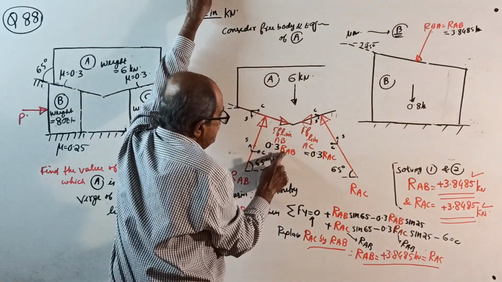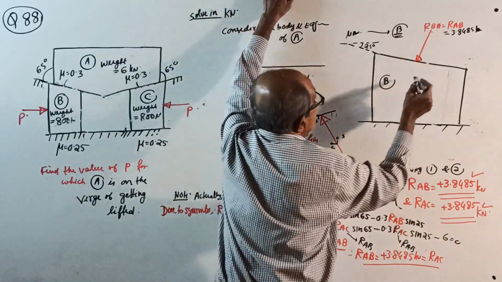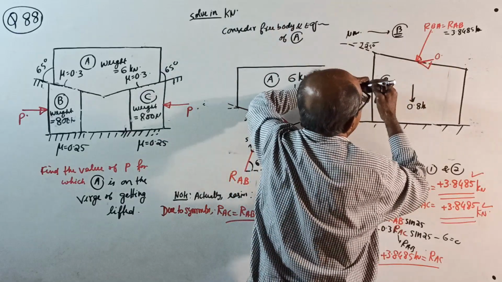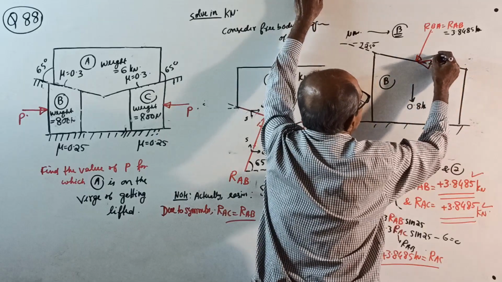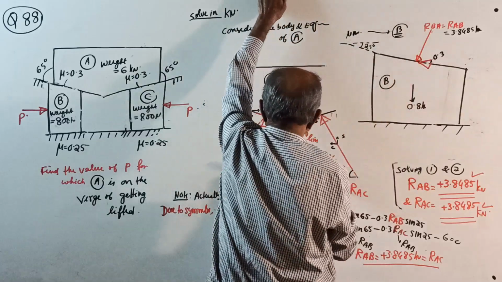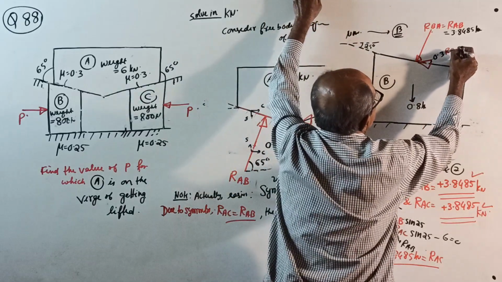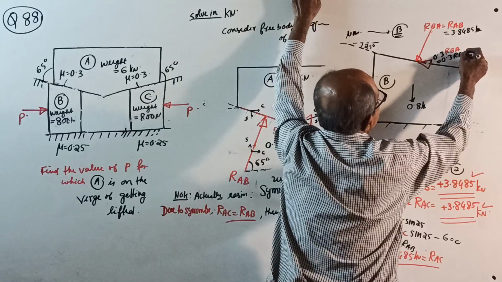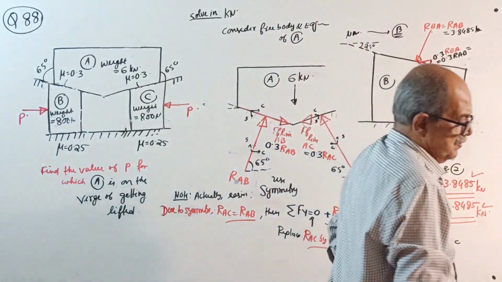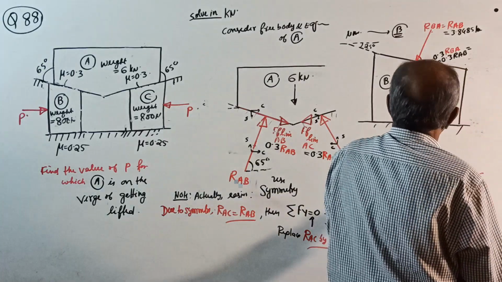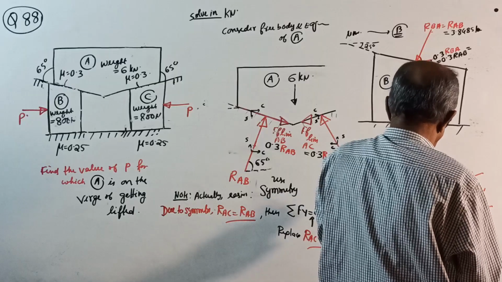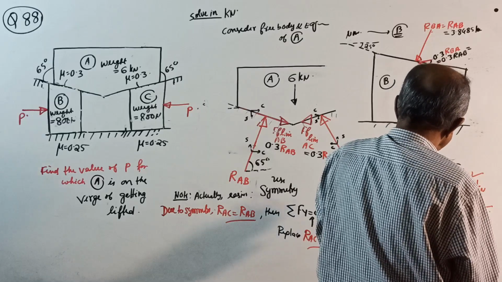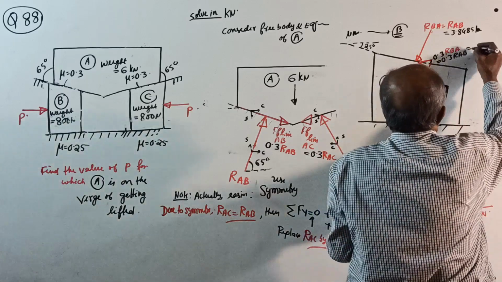Then this way 0.3 RAB, this way 0.3 RBA. 0.3 RAB equal to, get the answer, 0.3 into RAB, calculate. The calculator is not on, okay. 0.3 into 3.8485 is 1.1546 kilonewton.